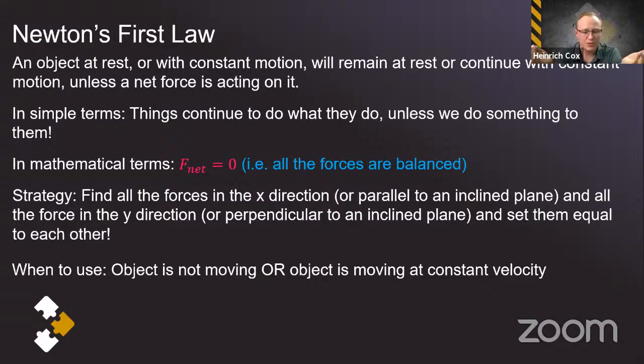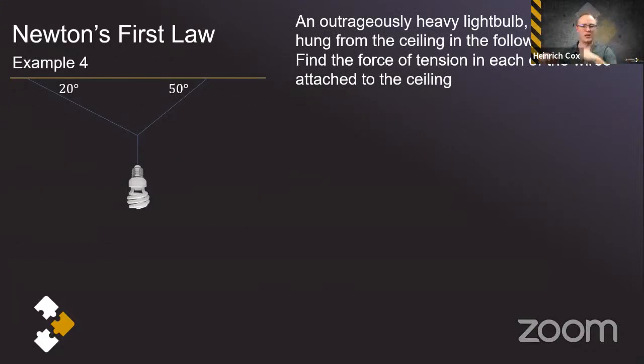And when do we use this? Well, as I said, whenever the object is not moving. So if the object is stationary, then F net is 0. Or if the object is moving at a constant velocity, then F net is also 0. Constant velocity, sometimes called unchanging velocity, but basically the speed or rate at which it's moving remains the same. Cool. Let's look at an example here, right?